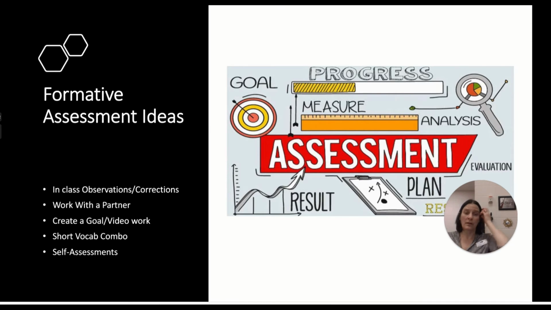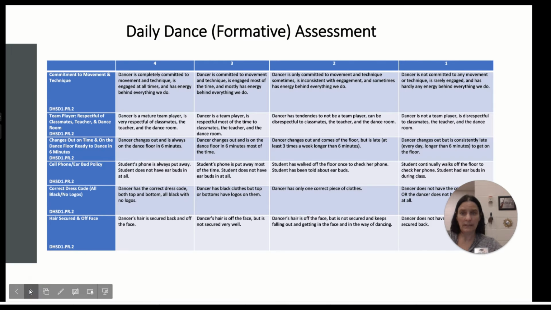And then, self-assessment. I mean, that can take on a ton of different forms. Partly that might be the video as well, but all kinds of self-assessment that you can do with them for formative assessments. So then the other formative assessment that I do, it's my daily dance assessment.